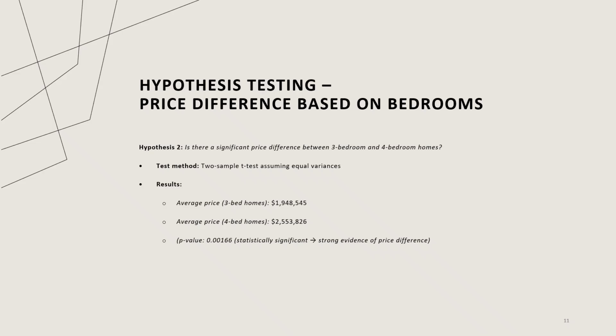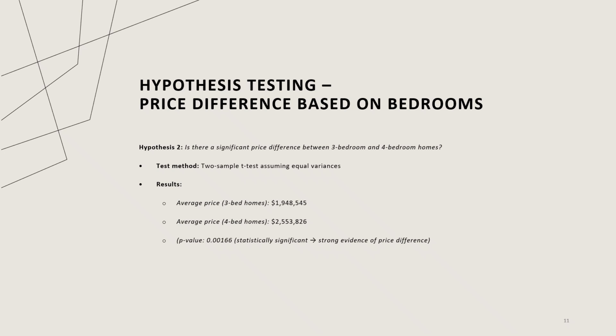We did a second hypothesis test. In this analysis, we looked at whether there is a meaningful difference in the price of a 3-bedroom home compared to a 4-bedroom home. The data shows that on average, a 4-bedroom property sells for approximately 2.5 million, which is significantly higher than the 1.9 million average price of a 3-bedroom home.